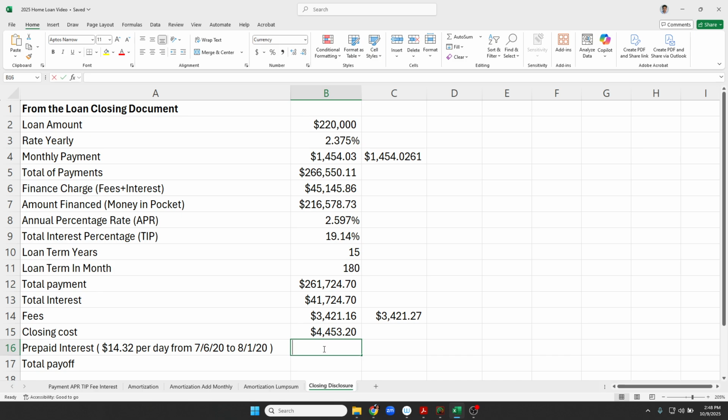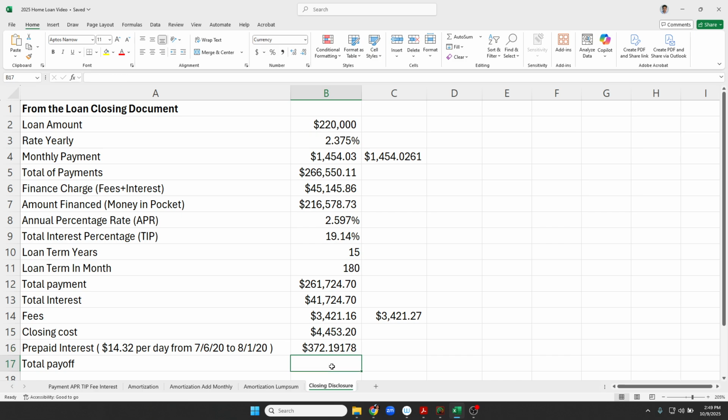Let's calculate the total prepaid interest for the 26 days of the loan sitting in my account doing nothing. So let's calculate the per day interest, which is the yearly interest divided by 365, times 26 days total, times this $220,000 sitting in my bank. So that's the total prepaid interest. You can verify the document. It is about exactly the same.